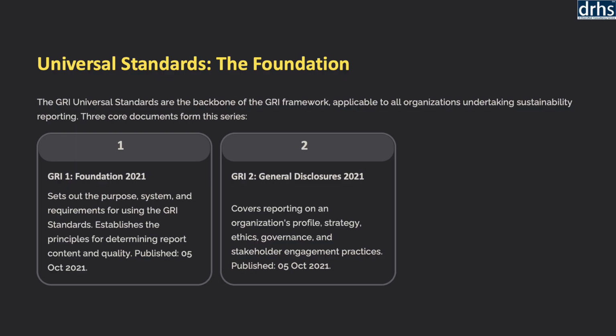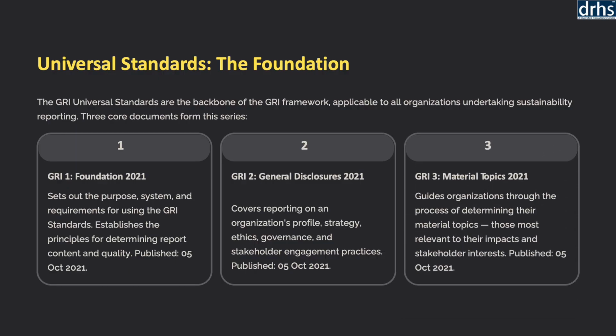Further, GRI 3, Material Topics, 2021, introduces a structured approach to identifying and prioritizing material issues. It directs organizations to focus on impacts that are most significant to stakeholders in society, thereby enhancing the relevance and decision usefulness of reported information.